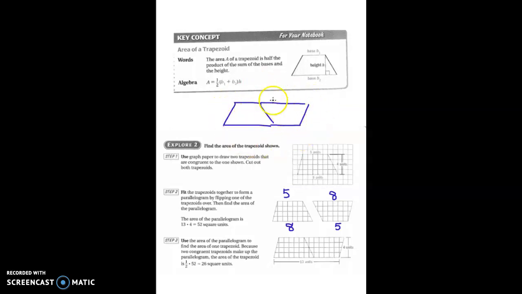Now, two trapezoids make up a parallelogram, so if I divide the area of the parallelogram by 2, then I will get the area of a trapezoid. Hence, the formula would be A equals half times (base 1 plus base 2) times h, the height.